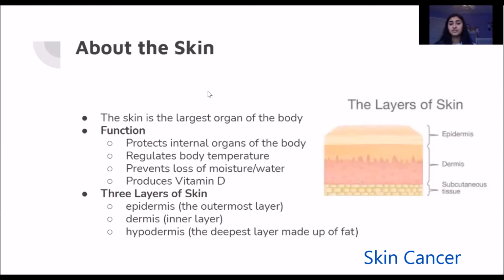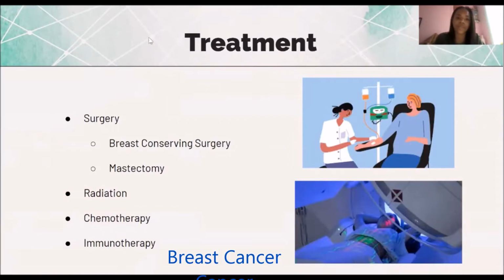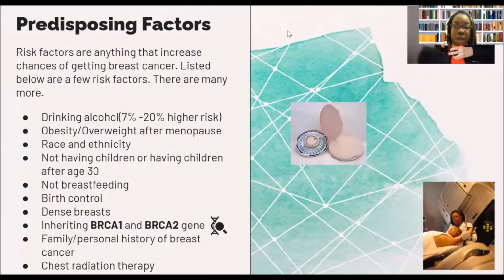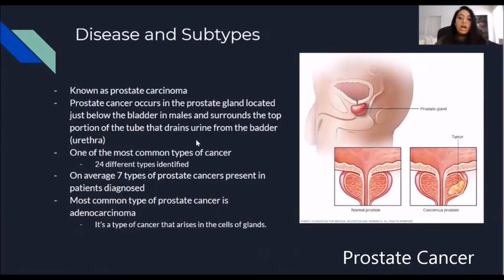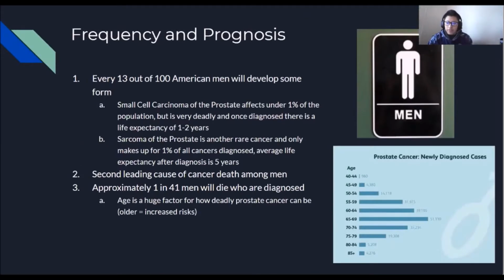The skin is the largest organ of the body. Many ways to treat breast cancer. Prostate cancer is also known as prostate carcinoma. There's a life expectancy of 1 to 2 years, and this is mainly because of how rare it is.